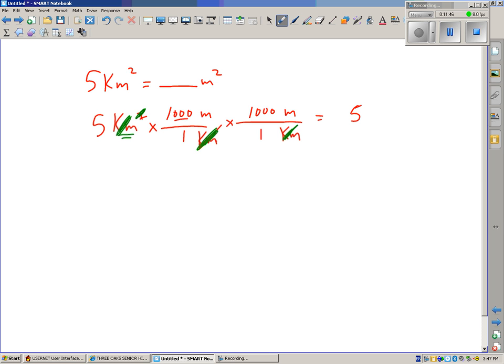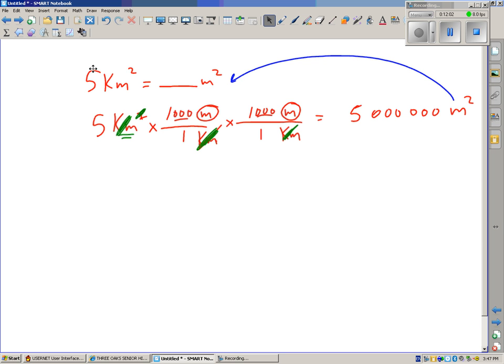It's 5, and you can notice we have 3 zeros there, 3 zeros there. So we add our 6 zeros. What's our unit? Meters multiplied by another meter. So that is meters squared, which is what we wanted here.